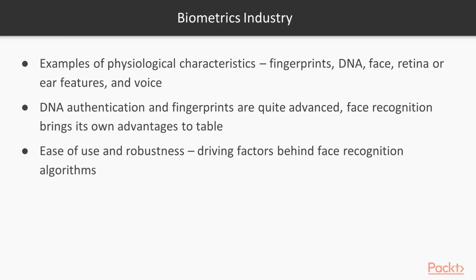With a predicted worth of $15 billion by 2025, the biometrics industry is poised to grow like never before. Some of the examples of physiological characteristics used for biometric authentication include fingerprints, DNA, face, retina or ear features, and voice. While technologies such as DNA authentication and fingerprints are quite advanced, face recognition brings its own advantages to the table. Ease of use and robustness due to recent developments in deep learning models are some of the driving factors behind face recognition algorithms gaining so much popularity.